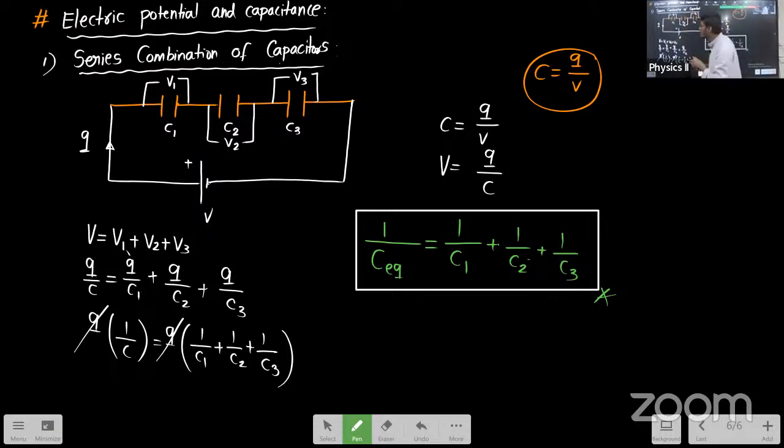In electric potential and capacitance, I have started the concept of capacitor first. What is the formula for capacitance? C is equal to Q by V. What is the unit of Q? Coulomb. And what is the unit of potential? Volt. So the unit will be coulomb per volt. Finally, we have obtained an expression for equivalent capacitance whenever capacitors are connected in series.